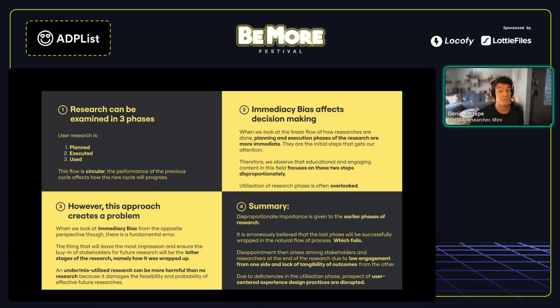People give more attention to the earlier phases, and they just hope that the last part will just work out fine because we planned everything nicely, and that fails. And this disappointment rises in stakeholders and the person who does the research because they see that people are not getting engaged. Other people see, well, why would I come for the next research presentation?